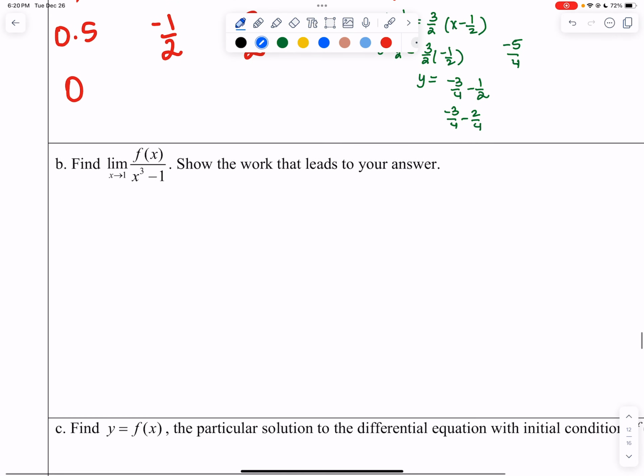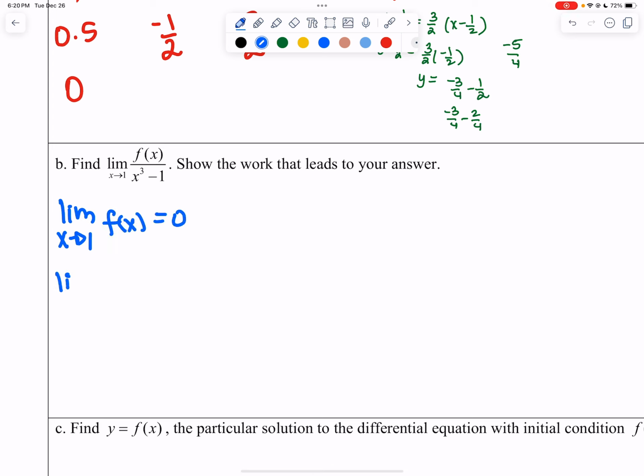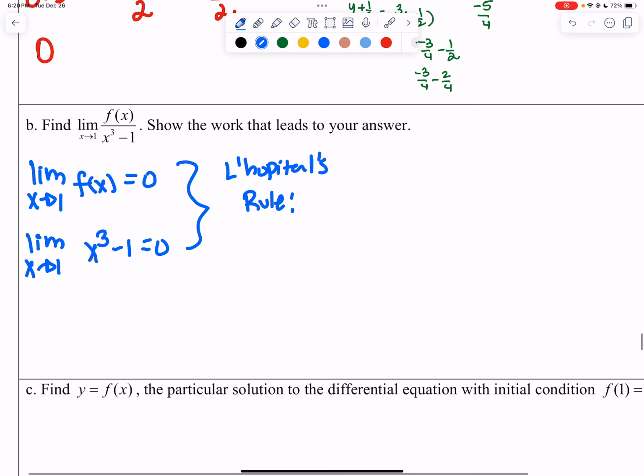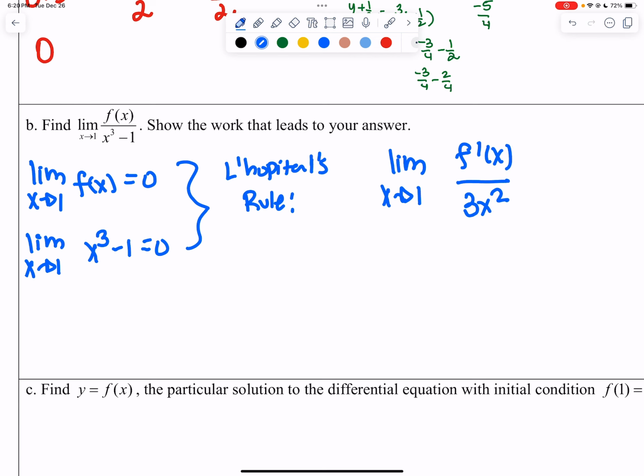Now, remember, with L'Hopital's rule, you need to show that the numerator and the denominator approach 0 separately. If you do not, then you will not get credit. Once you do that, you could say that this is in the indeterminate form of 0 over 0, and then you can use L'Hopital's rule. Then we can take the derivative of the numerator and the denominator. So now I have the limit as x approaches 1 of f prime of x over 3x squared.